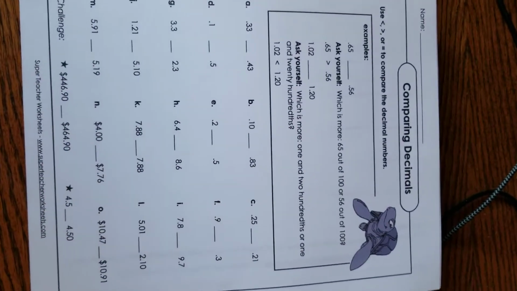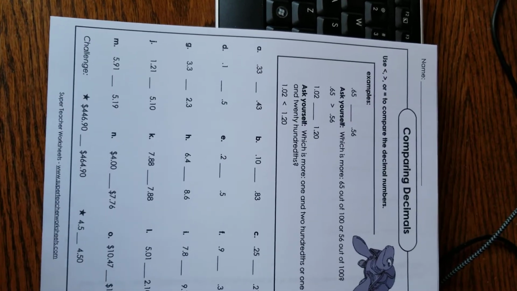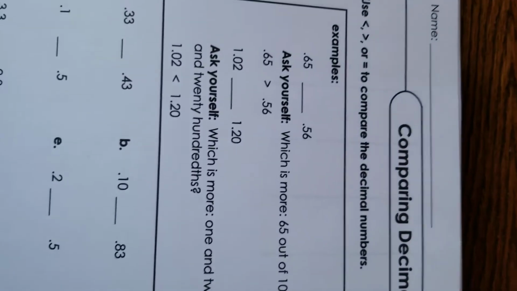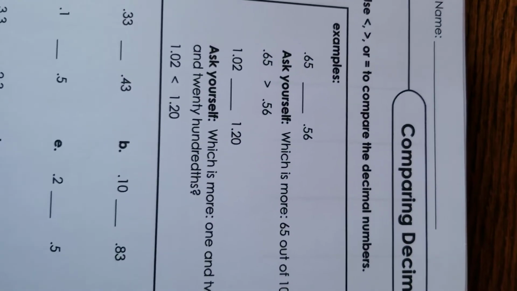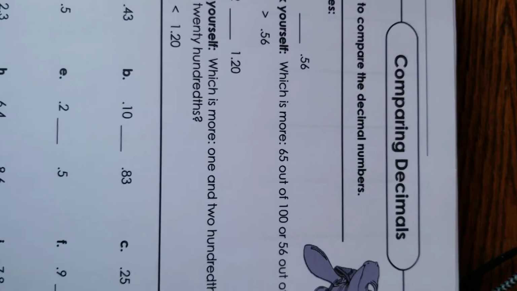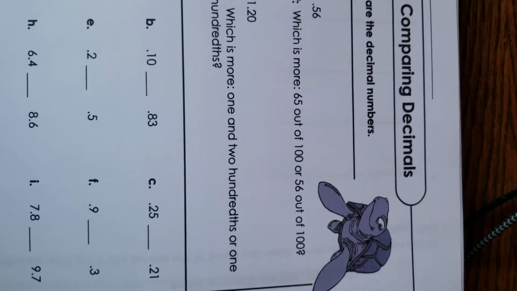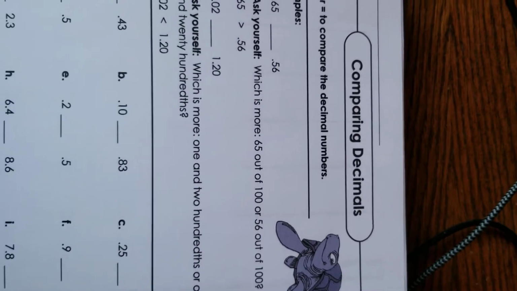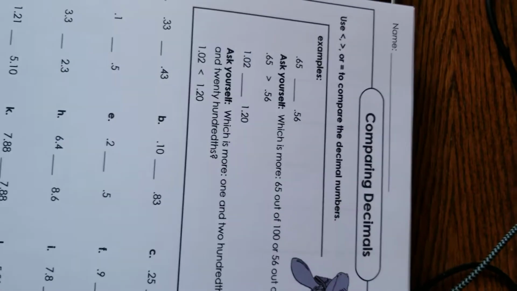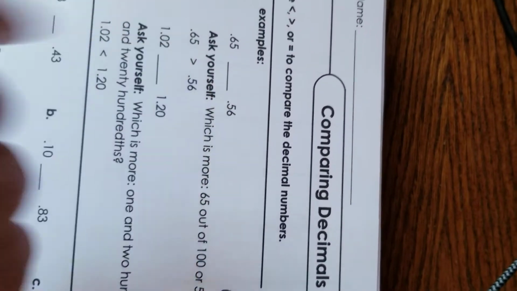Okay, so let's look at the directions. It says use less than, greater than, or equal to compare the decimal numbers. Let's look at the first one. 0.65, 65 hundredths and 56 hundredths. Ask yourself, which is more, 65 out of 100 or 56 out of 100? Like I said to you, think about money. Think about it out of a dollar. Which one would be more, 65 cents or 56 cents? We know 65 is greater, so that's why we're putting the greater than sign.